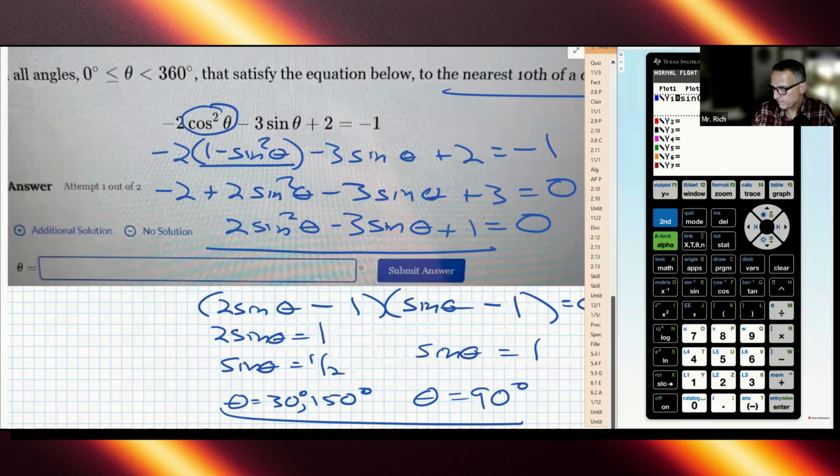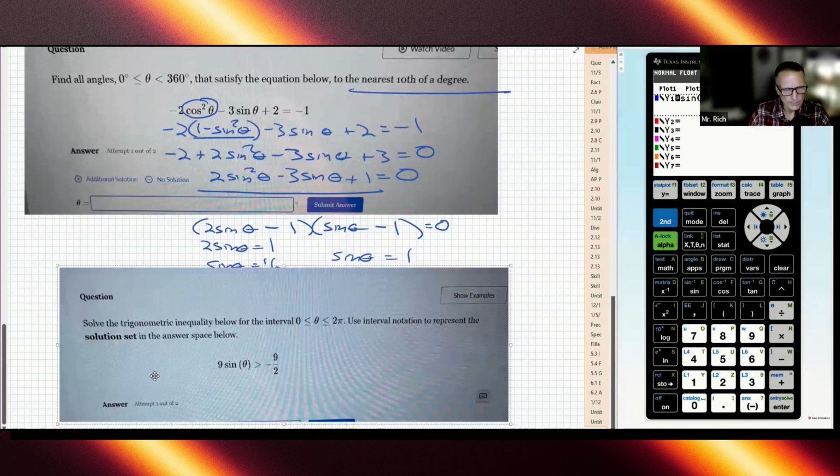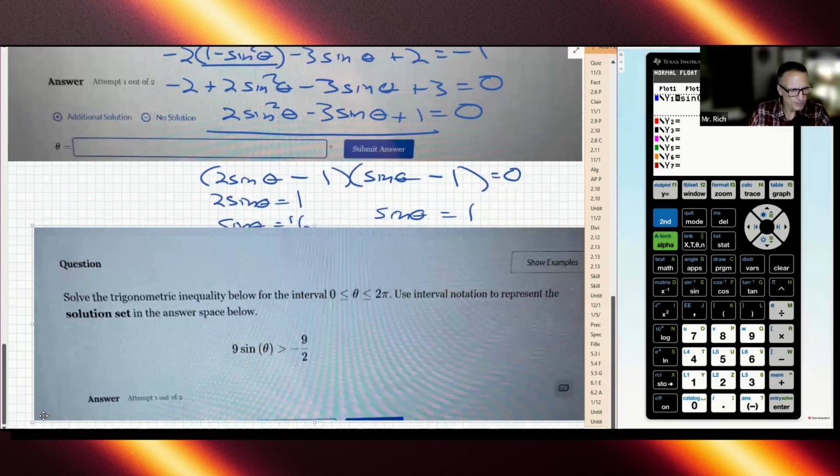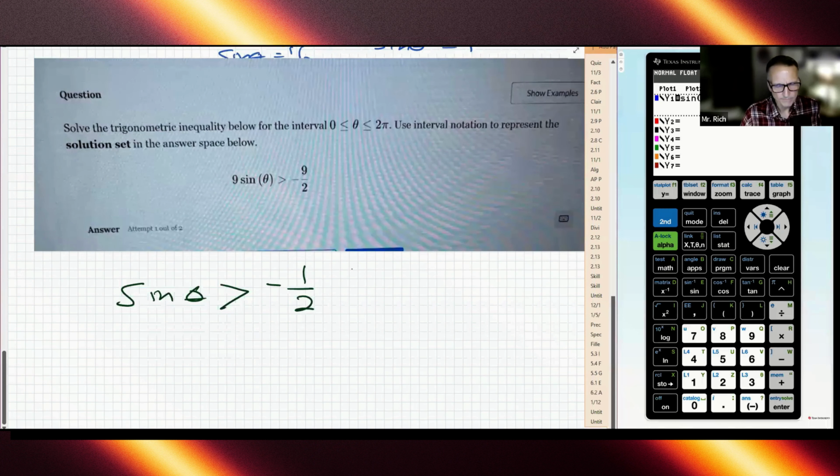Okay, I'm going to do one more of Avery's since we haven't done any pre-calc except for these. All right, so this also comes from Delta Math, and it says, solve the trigonometric inequality below for the interval 0 to 2 pi. Use interval notation to represent the solution set. So I will divide by 9 on both sides. So that means sine theta has to be greater than negative 1/2.